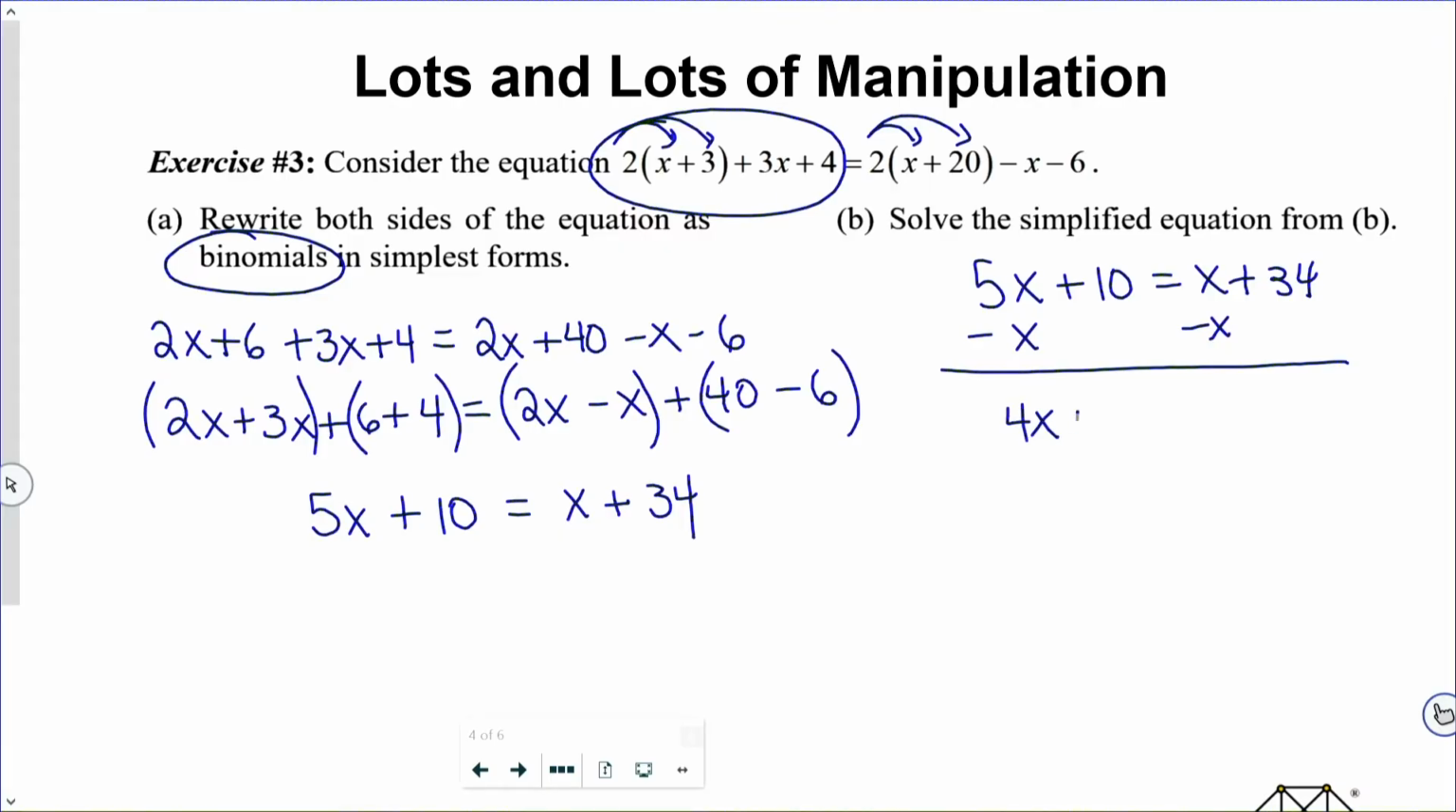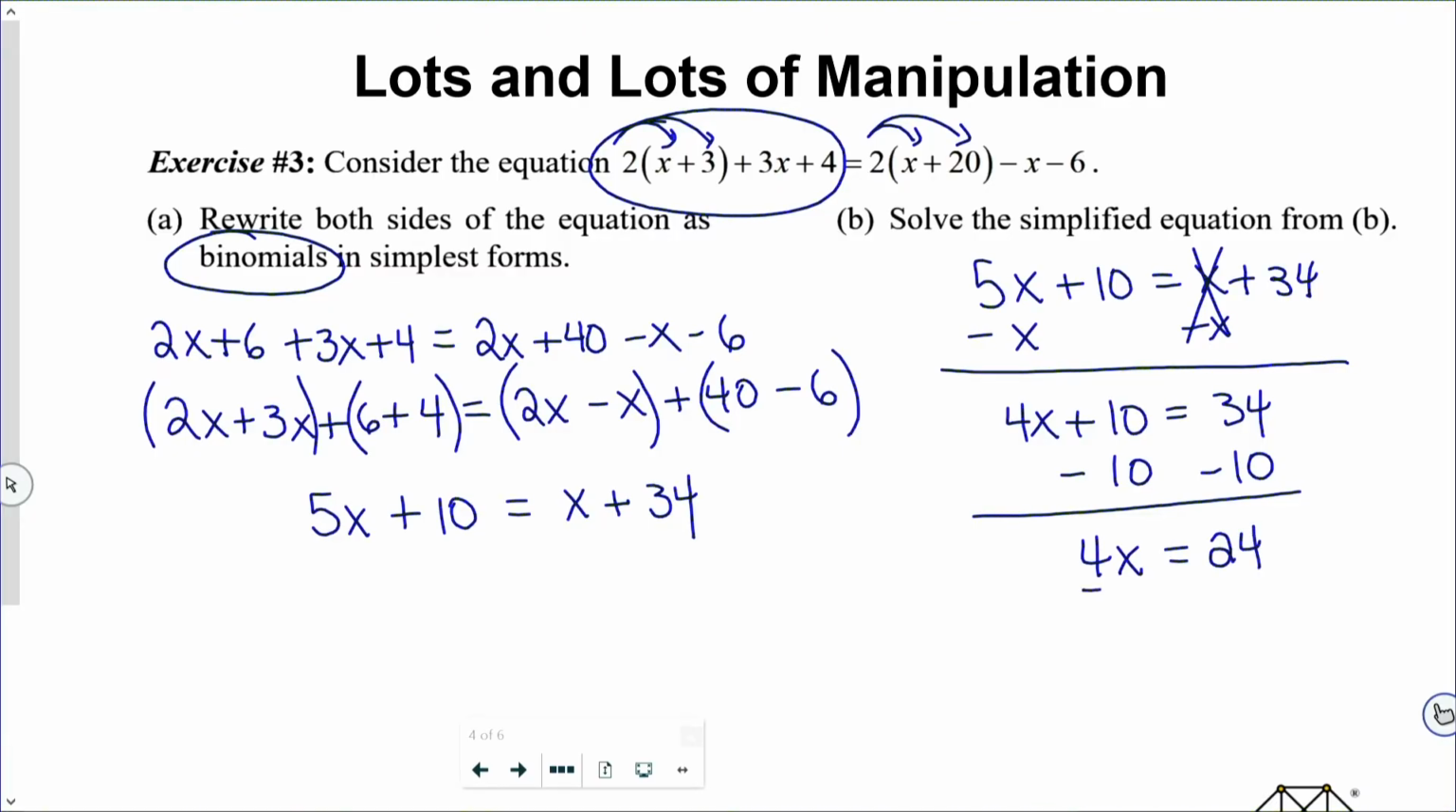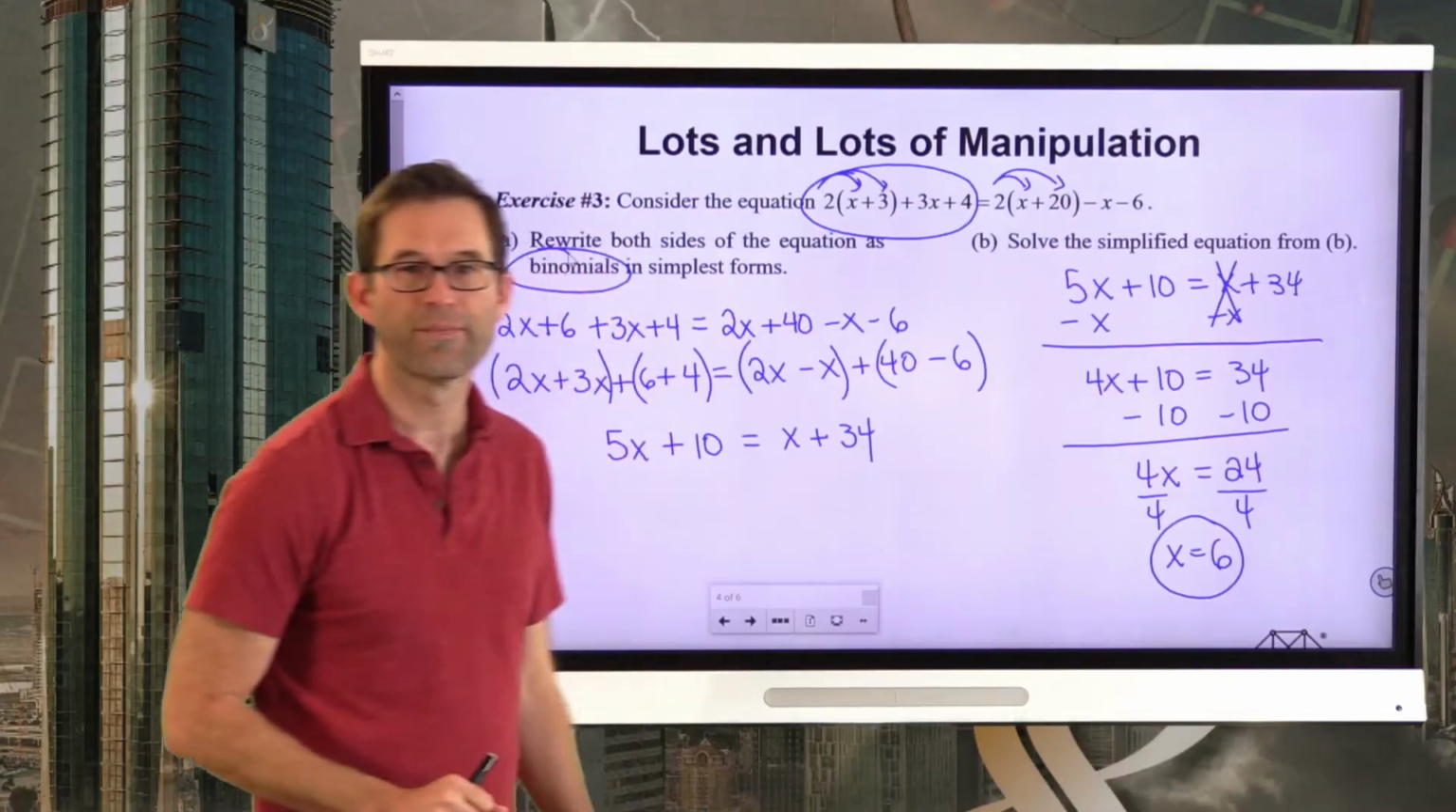Be careful there. Almost looks like we should just get the number 5, which would be weird. And then on this side of the equation, we're just left with 34. I'm going to subtract a 10 from both sides. Right? That's going to leave me with 4x is equal to 24. I'll now divide both sides by 4. And 24 divided by 4 leaves me with a final answer of 6.